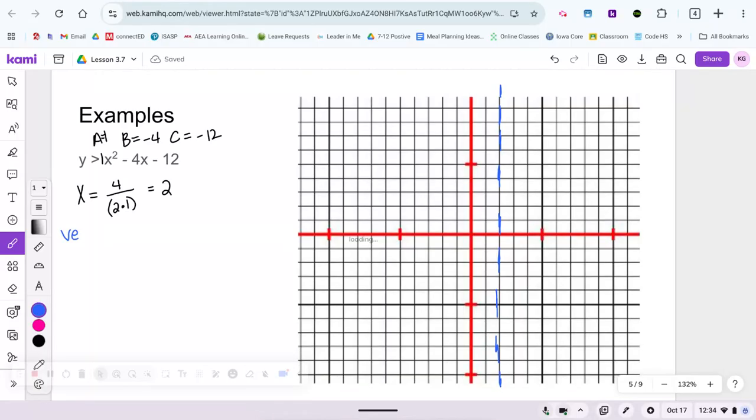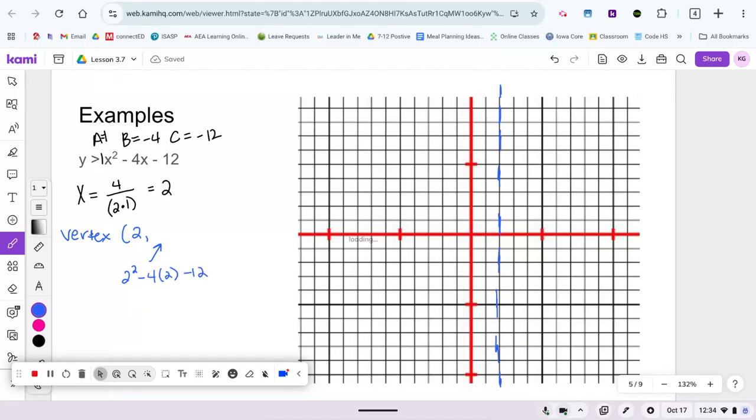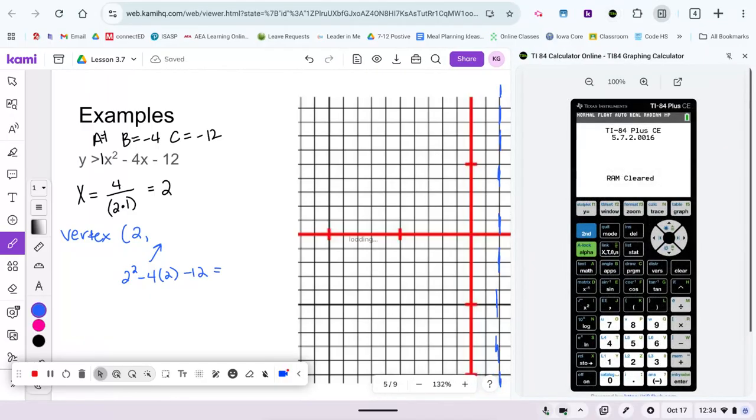Then, in order to find the vertex, I know that it has to lie on the line where x is 2. And then I'll use substitution. So 2 squared minus 4 times 2 minus 12 gives me -16.